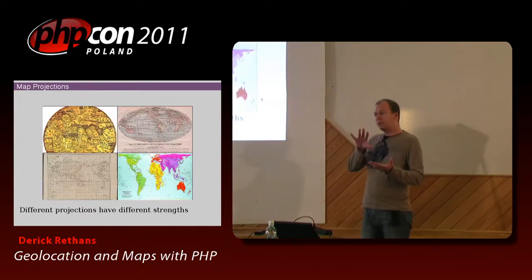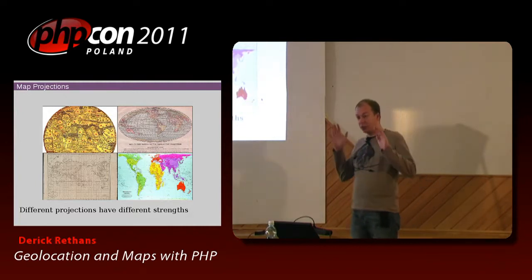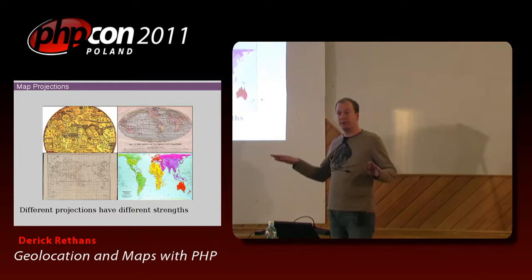All right, so once we have figured out a coordinate system, we have found a meridian and the approximation of the sphere, then we need to start projecting this to a flat surface.